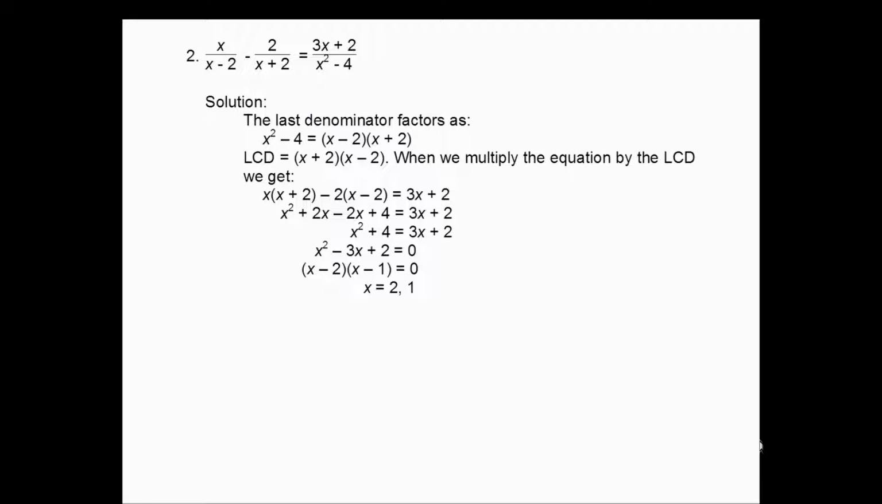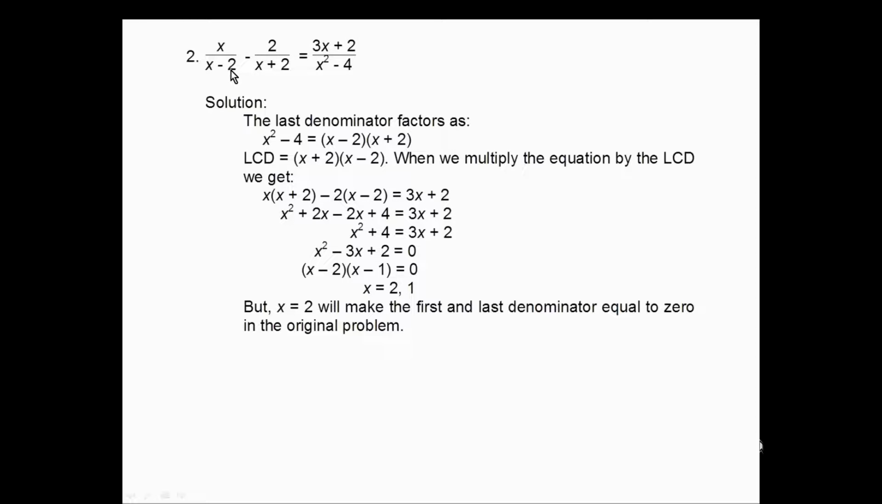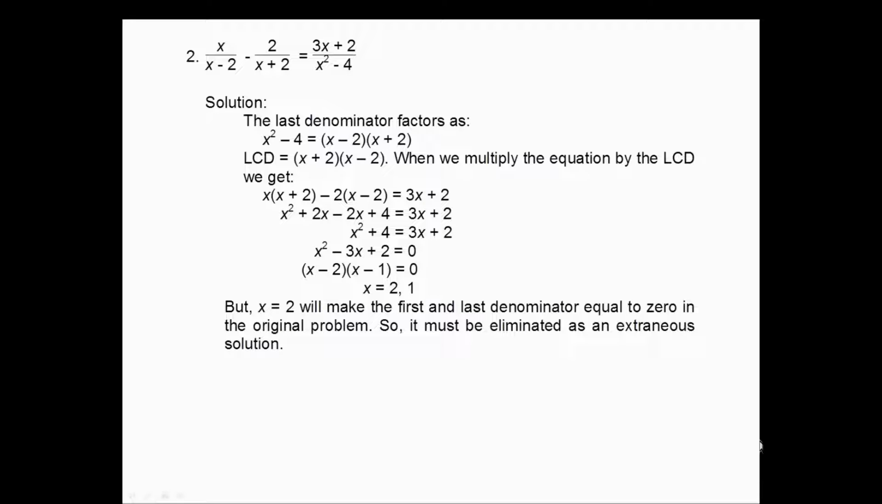Now let's check them. Note if x is 2, right away that first denominator works out to be 0. So it's extraneous. If x is 1, none of the denominators are equal to 0, so 1 is okay. So x equals 2 is eliminated because it made a denominator equal to 0. Our only solution is x equal 1.